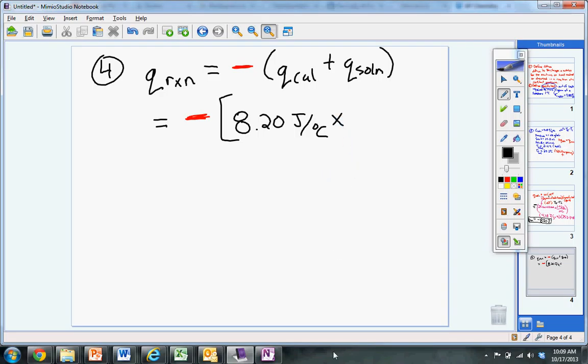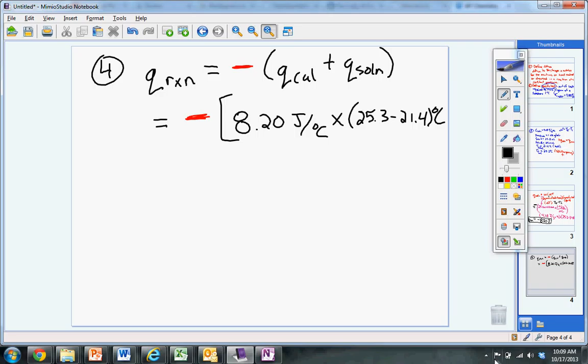So times 25.3 minus 21.4. All right, we have a question out there in the crowd. Melissa? Question? Why would we put in here 8.2 and the change in temperature? What do we have here? Yes, Michael.